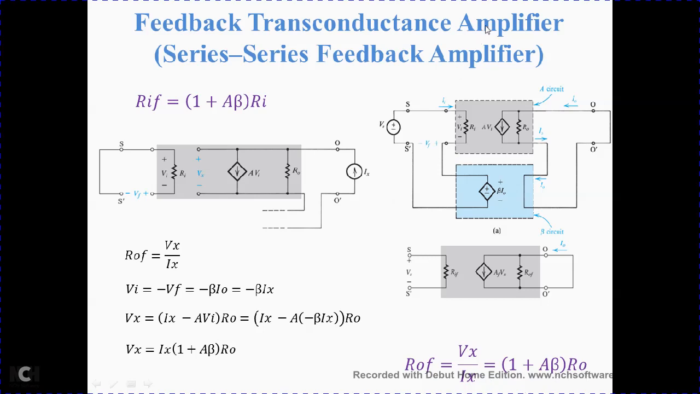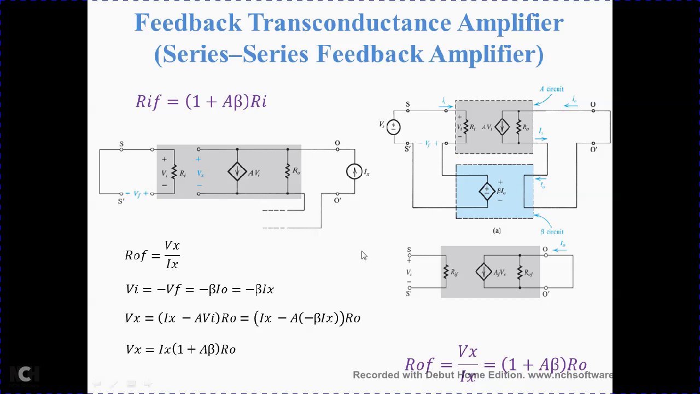So for a transconductance amplifier, the output resistance with feedback is increased by a factor of 1 plus A beta. It is 1 plus A beta into R naught. Output resistance increases for a transconductance amplifier. So if an application demands an amplifier such that its input resistance and output resistance must both be high, then one should go for the transconductance amplifier.